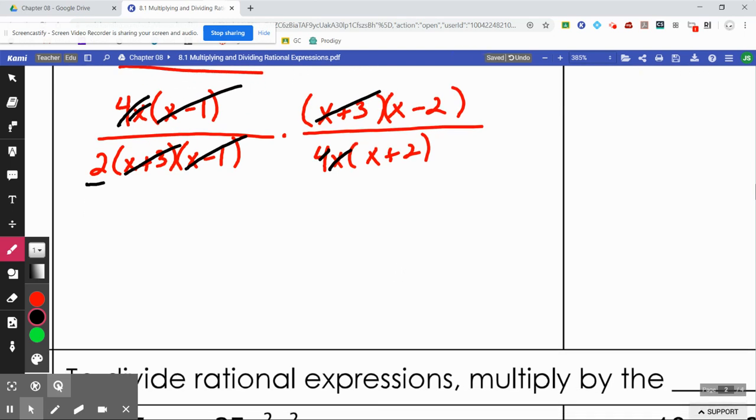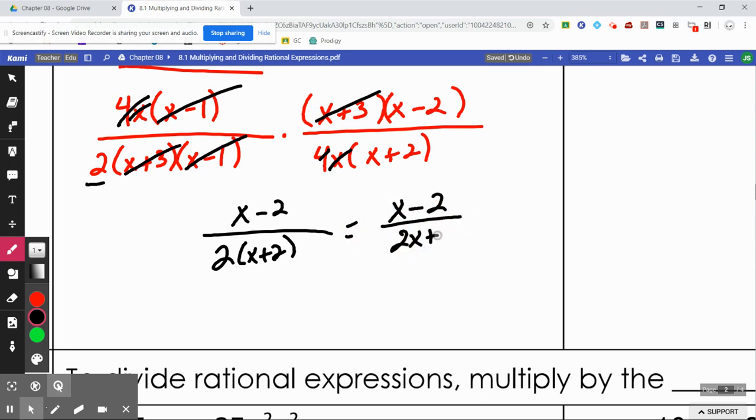I believe that's everything. So you are left with on top an x minus 2. And on bottom, you are left with a 2 and an x plus 2. And you can leave it like that, or you can distribute it out. X minus 2 over 2x plus 4 would be fine as well.